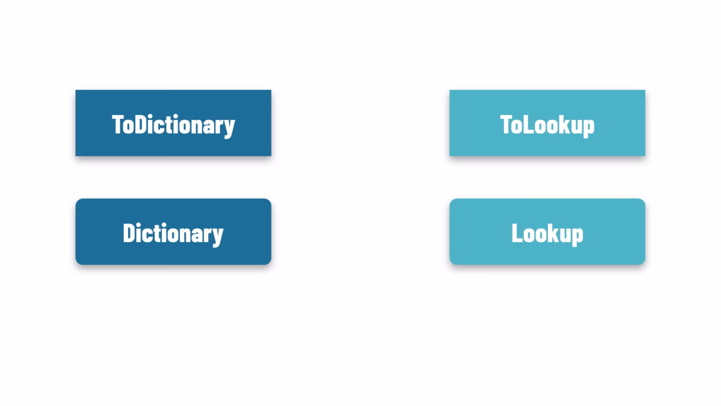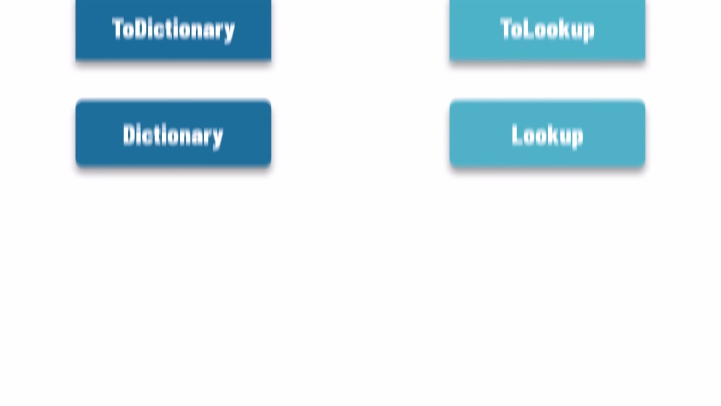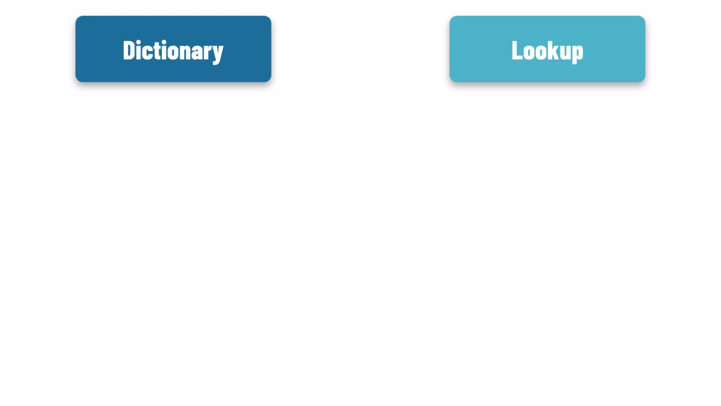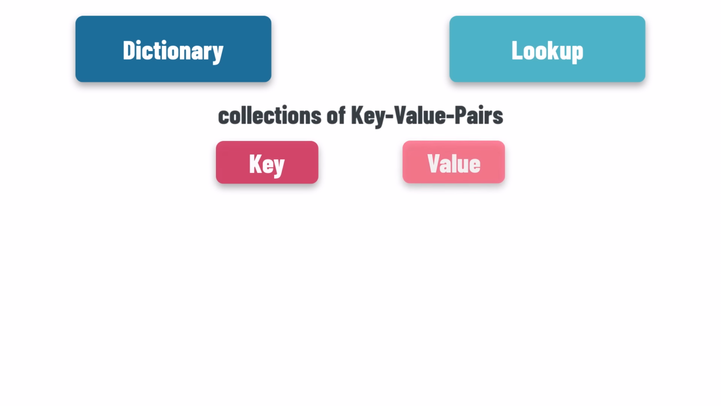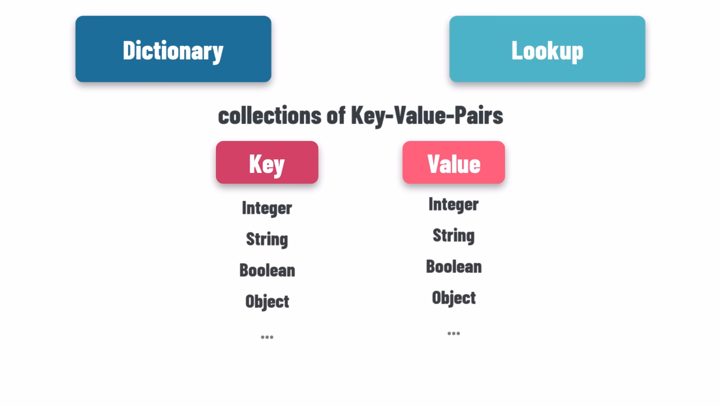But before we start explaining these two methods, let's first do a recap of the dictionary and lookup structures. I already explained both in other videos. Both are collections of key-value pairs. So, both consist of two parts, key and value. These could be of any data type, such as integer, string, boolean, object, etc.